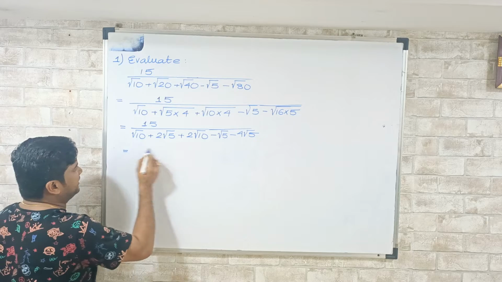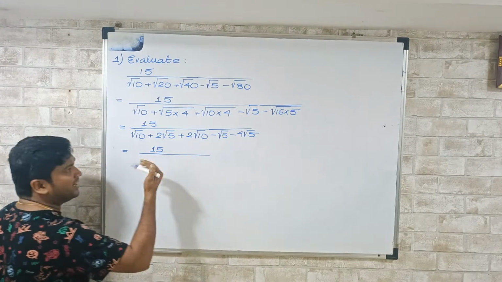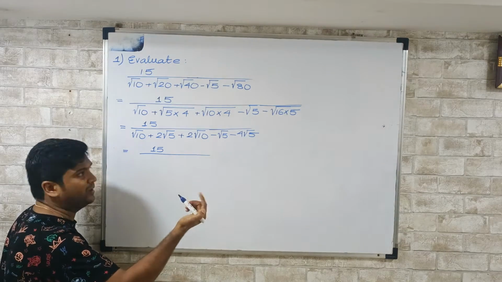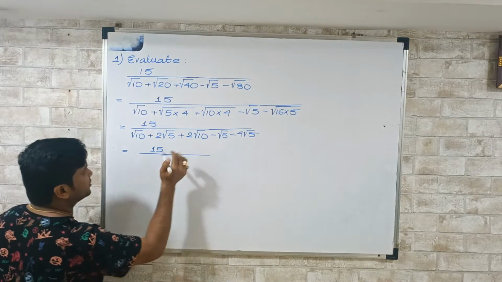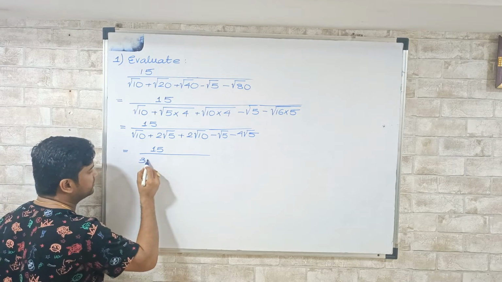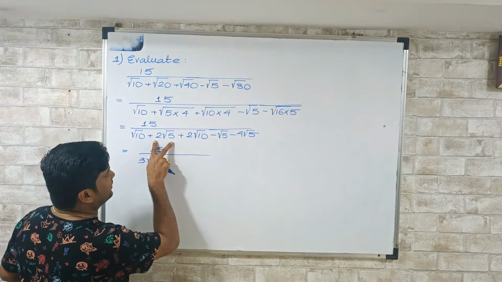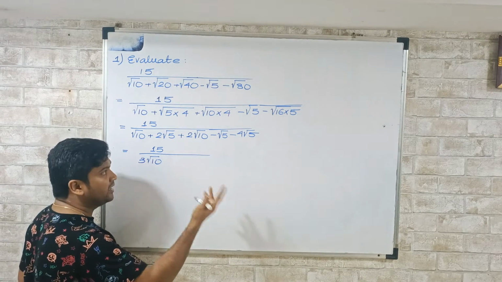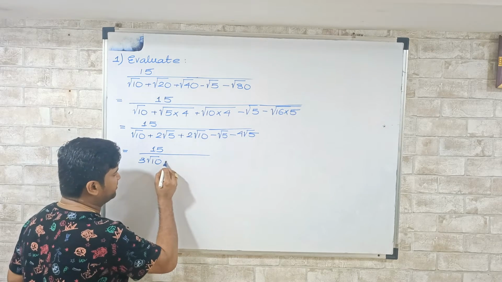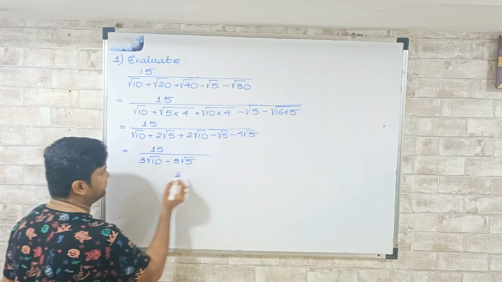So I'll take 15 as it is in the numerator place, divided by. Now we can add or subtract in the denominator. So root 10 plus 2 root 10, I'll be getting 3 root 10. Then plus 2 root 5 minus root 5 is root 5, and minus 4 root 5, so we get minus 3 root 5.